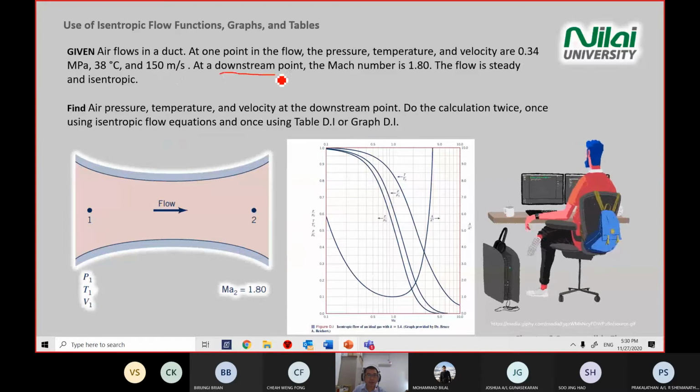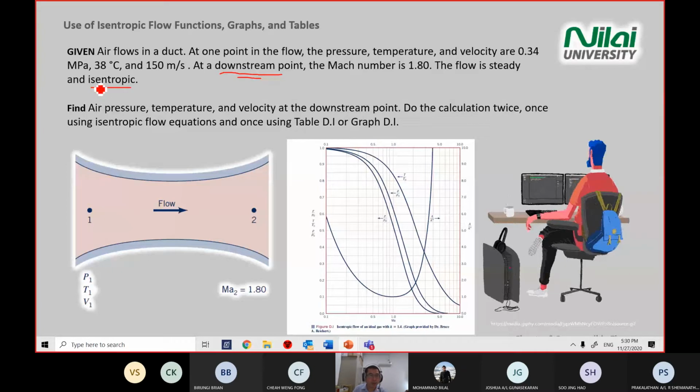At a downstream, this word downstream means point number 2, or a point after point 1. Downstream means a point after the reference point. This is upstream, downstream. Upstream is on the left, downstream is on the right, depending on the arrow of your flow. At the downstream, the Mach number is 1.8, meaning when it comes to point number 2, the Mach number becomes 1.8. The flow is steady and isentropic. The keyword given here is isentropic.